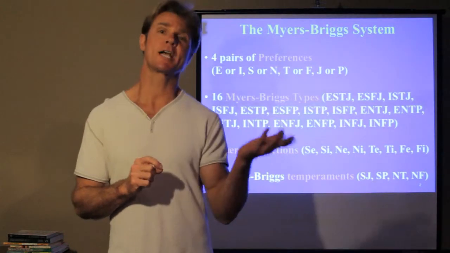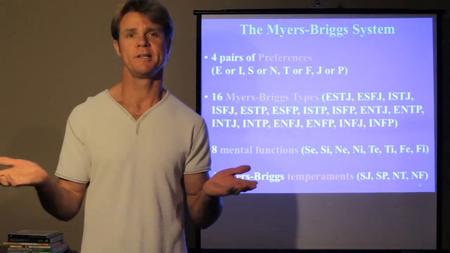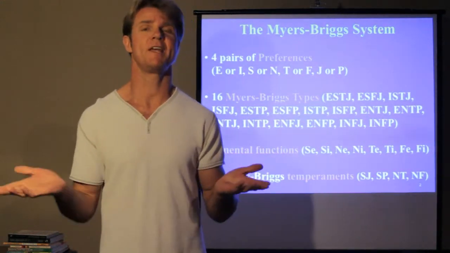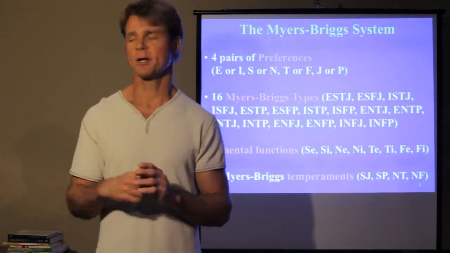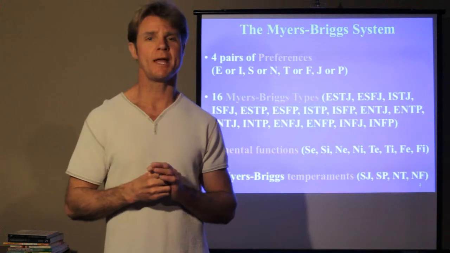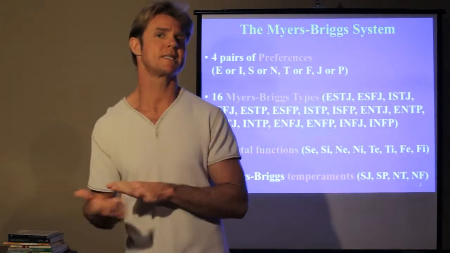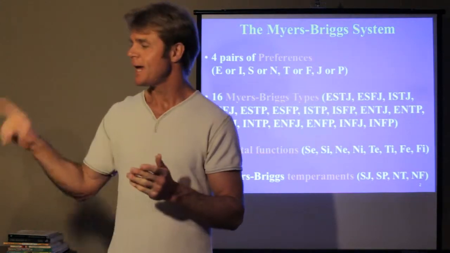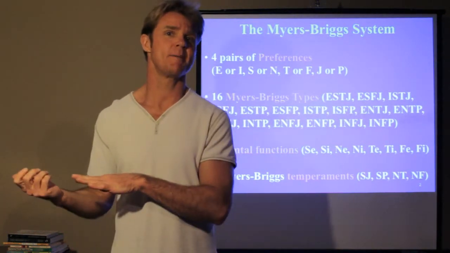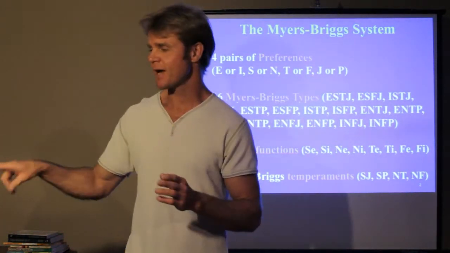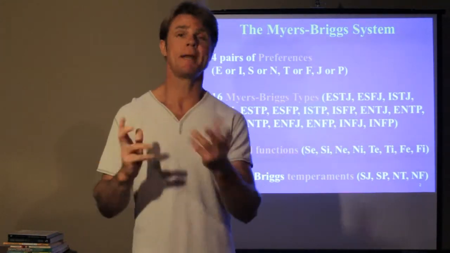There's the preference between extroversion and introversion. There's the preference between sensing and intuition, the preference between thinking and feeling, and the preference between judging and perceiving, okay? And we're going to be looking at that just a little bit. Then, because you can get a combination of each of these different preferences, you actually end up with 16 different Myers-Briggs types. And there are 8 different mental functions that we can use, which is a little bit more advanced concept, but I just wanted to introduce you to it. And then finally we have the 4 Myers-Briggs temperaments, which can be made from these different combinations of preferences.